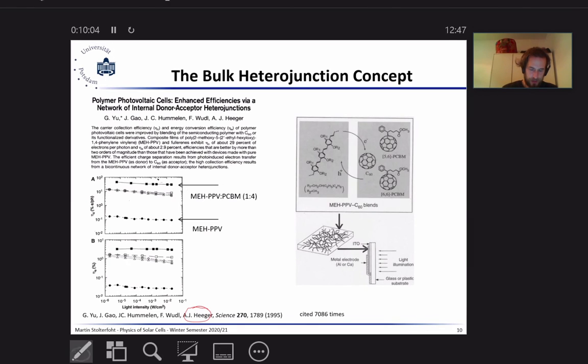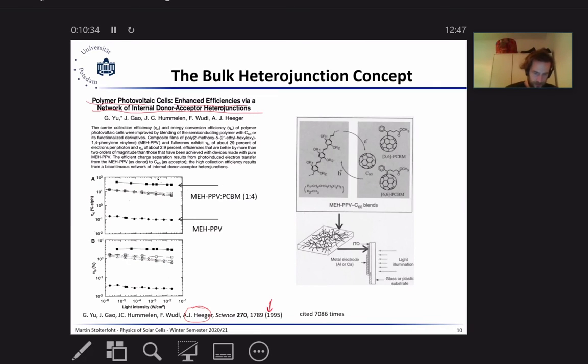It was published in 1995: Polymer photovoltaic cells: enhanced efficiencies via a network of internal donor-acceptor heterojunctions. So they employed this principle that they discovered earlier, the photo-induced electron transfer to C60, and they employed the mixability of these polymers, and they created the first bulk heterojunction solar cell.